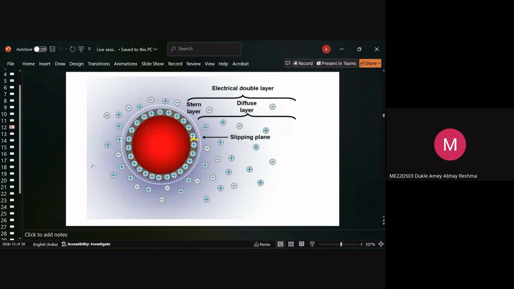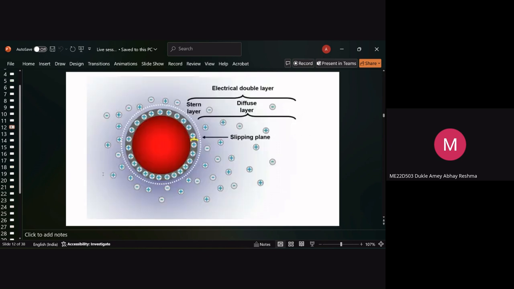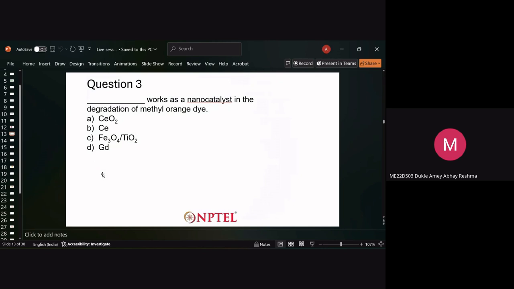So what does it mean? When you have higher zeta potential, as we said last time, the sign doesn't matter, the value matters. The higher the zeta potential, the higher the stability of the nanoparticle. So by measuring the zeta potential, you get to know about the stability of the nanoparticle. It gives valuable information on the surface property: knowledge about the surface charge, and also about the stability of the nanoparticle. So moving to the next question.